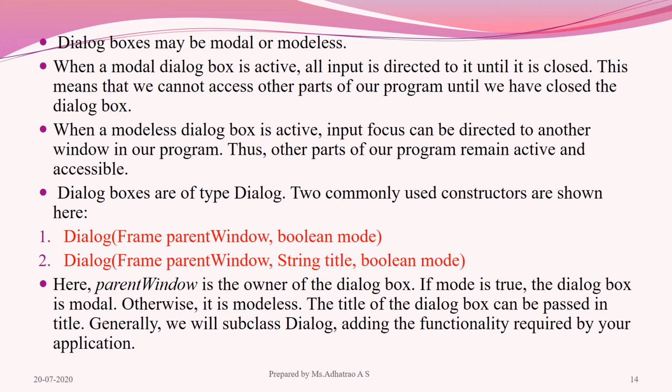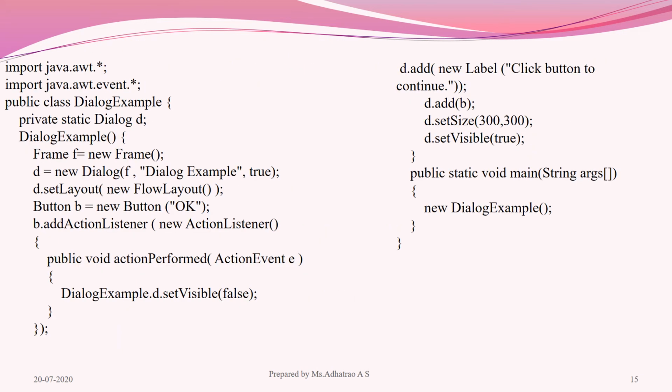Generally, we will subclass Dialog, adding the functionality required by our application. This is the example for a dialog box. public class DialogExample. Here I am using the constructor, creating the object for Frame. Now D is equal to Dialog: D = new Dialog(frame object, title of that dialog box, and status).